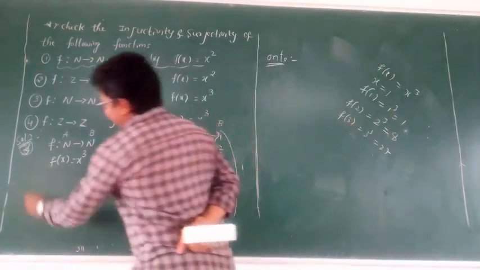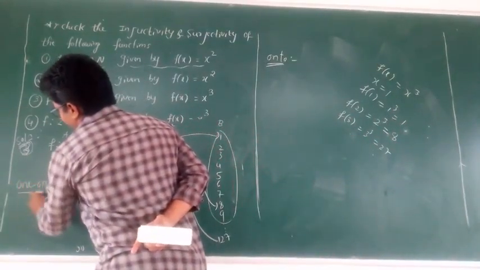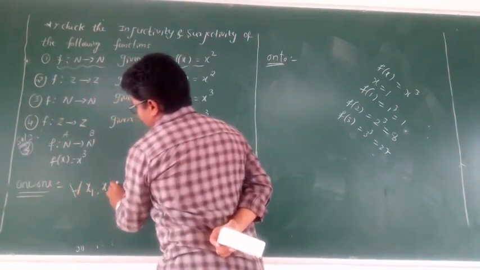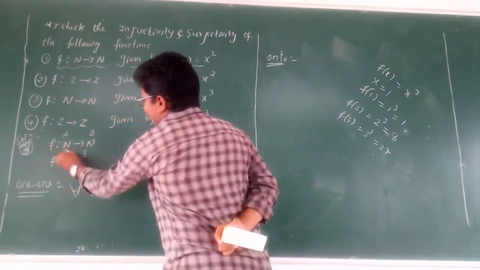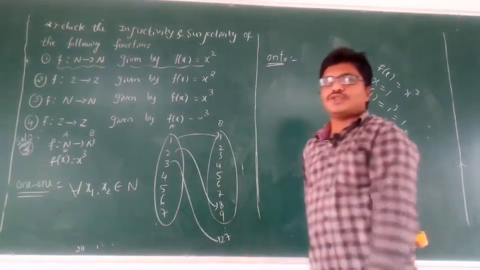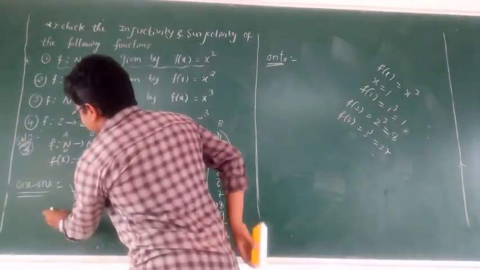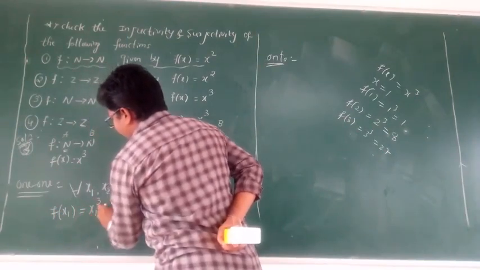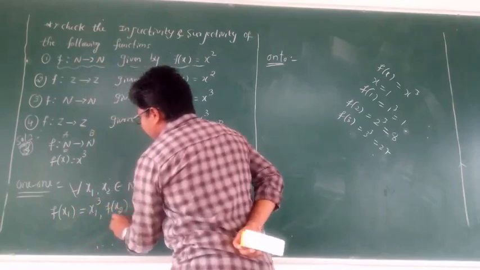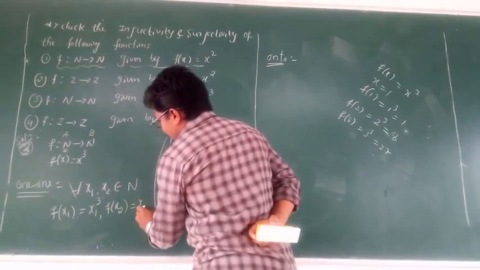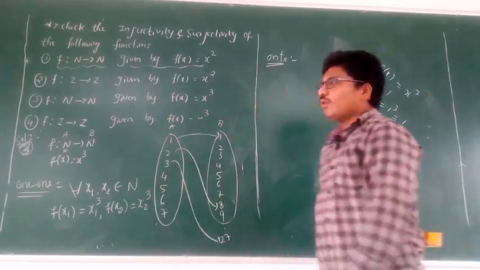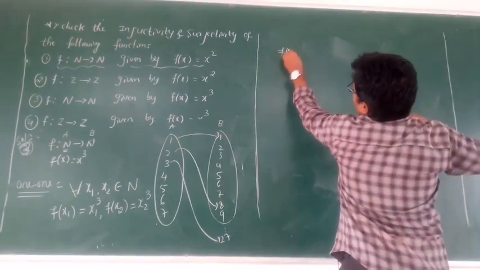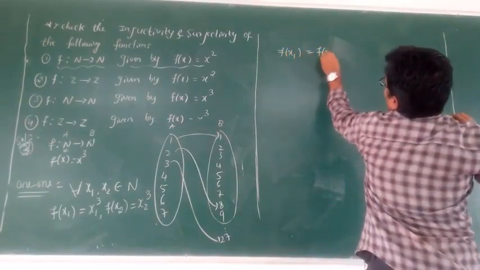To write this theoretically, how can we show one-one? For all x1, x2 belongs to which set? The first set is N. For all x1, x2 belongs to the natural numbers, we write in the placement of x: x1 cubed, and again in the placement of x we fill x2 cubed, and we make f of x1 equal to f of x2.